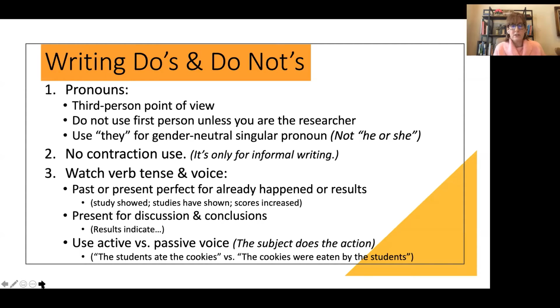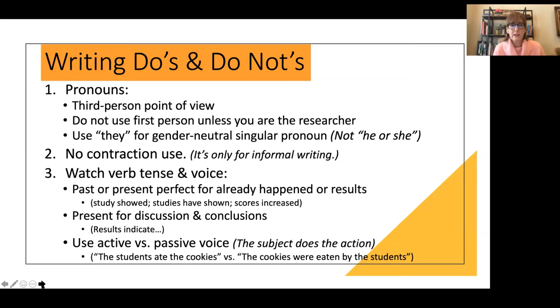And here's something else too. In the example that I gave, like, I love cookies, we don't use first person pronouns unless you're the researcher. If you're the one that's done the research, then you can use we, you can use I, my colleagues, that kind of thing. But for the most part, it's going to be the third person point of view.